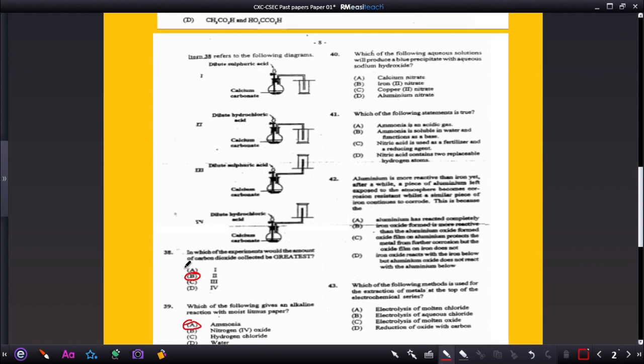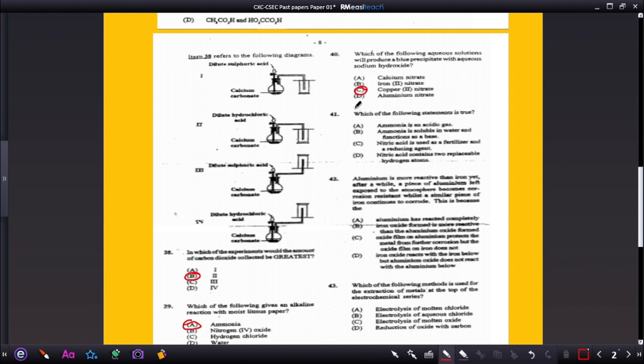Number 40, which of the following aqueous solutions will produce a blue precipitate with aqueous sodium hydroxide? Remember qualitative analysis: when we add sodium hydroxide to the unknown, we get a blue PPT, and that indicates what? Copper. So the answer for that would be C.